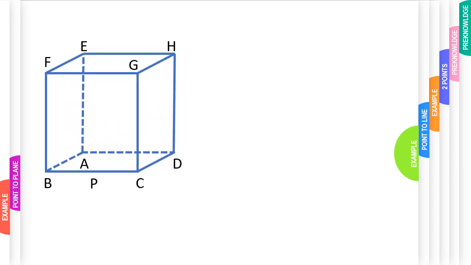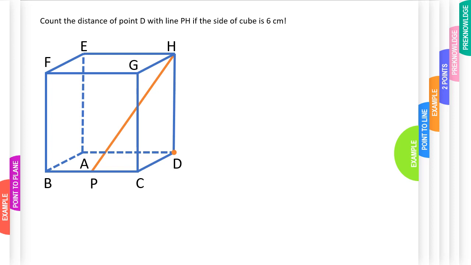Let's learn about an example of determining the distance between a point and a line. We have a cube there. The question is, calculate the distance of point D to line PH if the side of the cube is 6 cm. It's point D and it is line PH. To find the distance between point D and line PH, we have to connect them with a straight line perpendicular to line PH.